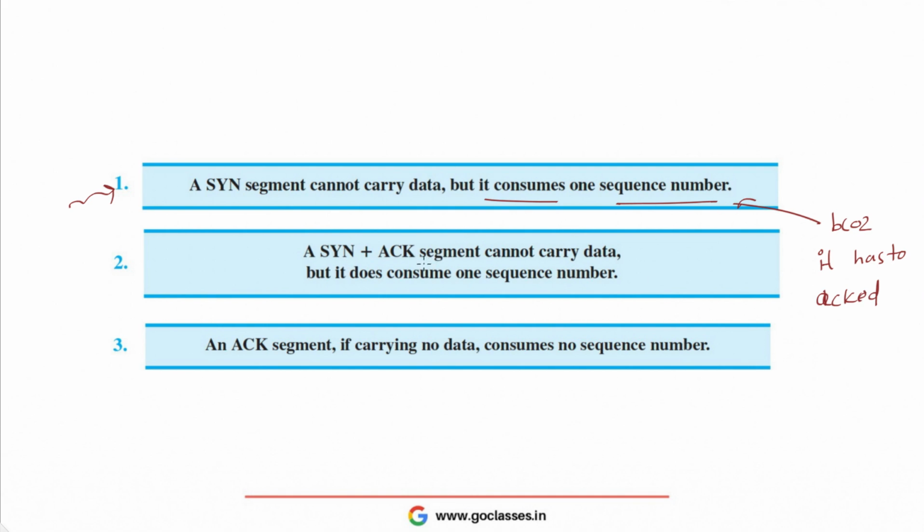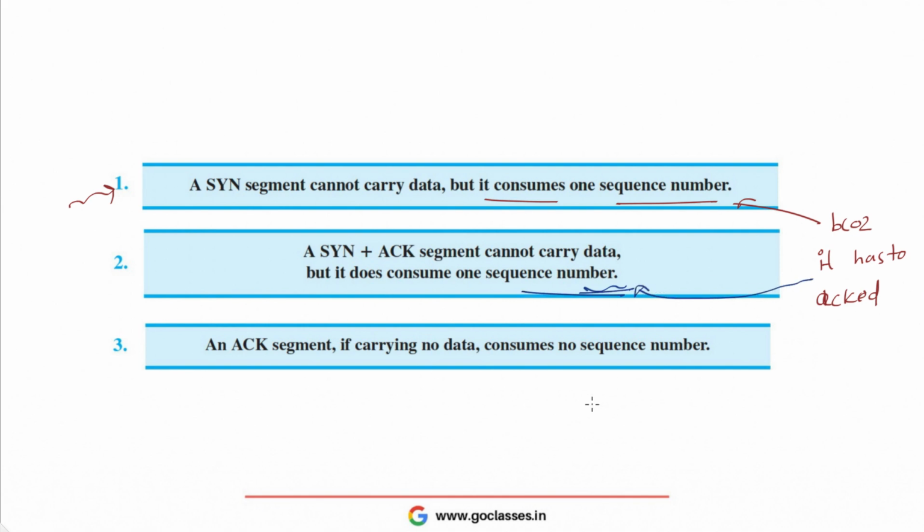Now this SYN plus ACK cannot contain data because this is the first packet from the server. So the server cannot directly send the data. It first needs to ask the client whether it can send the data. So that's why it is sending the SYN. And ACK is just to acknowledge the previous SYN. So this SYN plus ACK cannot contain any data, but it consumes one sequence number. Why? Because this also has to be acknowledged, right? That's why it has to consume one sequence number.